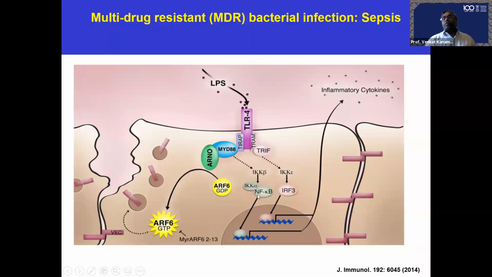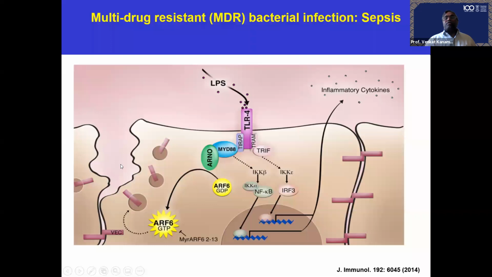If you look into the intracellular pathway, the binding of a bacterial component to TLR4, toll-like receptor 4, results in activation of two different pathways. One is mediated by NF-kappa B, which results in inflammatory cytokine production, which is required for fighting against the infection. The other pathway is through ARF6, ADP ribosylation factor 6, which results in cytoskeletal reorganization, thereby creating gaps between cells.